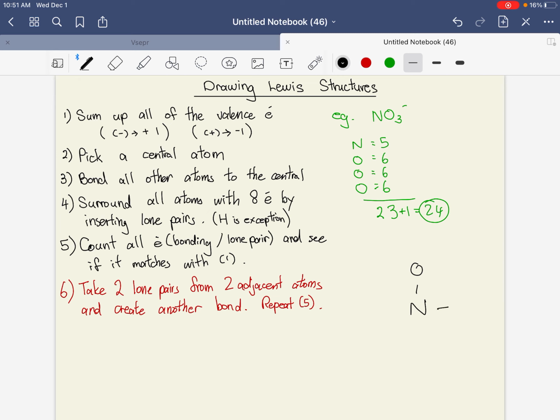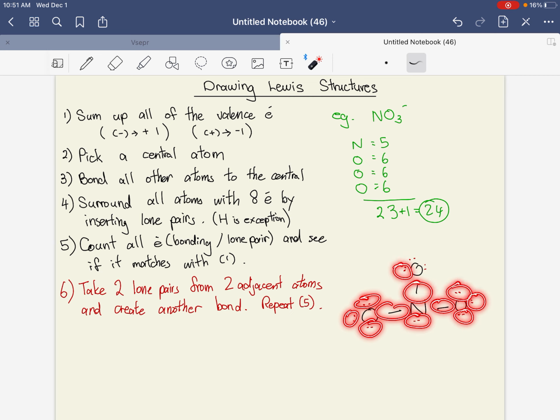Bond everybody to the central atom. Well, I can do that. Surround everybody by 8. I can do that too. Let's count to see if you have 24. 2, 4, 6, 8, 10, 12, 14, 16, 18, 20, 22, 24, 26. Nope, I don't. So what do I have to do? Well, I do exactly what step 6 says. I'm going to take 2 adjacent atoms.